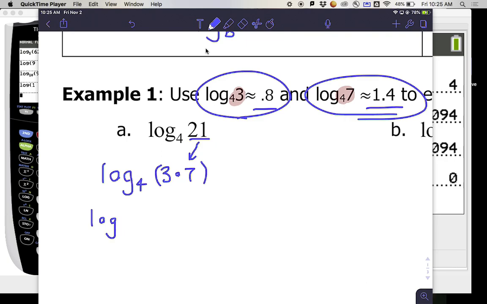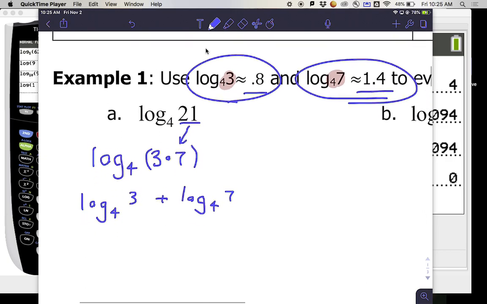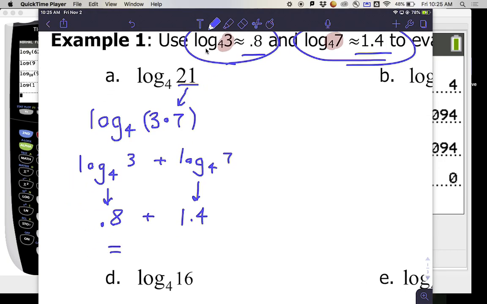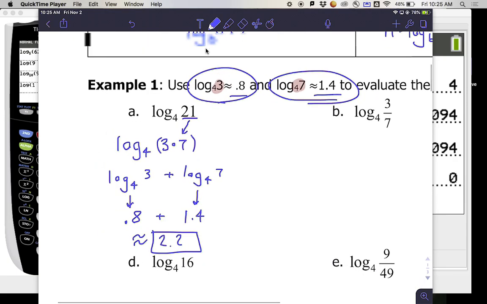So with that case, we can split it up using our properties, and we say this is log base 4 of 3 plus log base 4 of 7. And then since we have those decimals up there, we can replace both of these decimals here. I can replace this first one with 0.8, and then I can replace this second one with 1.4. And then we can evaluate and simplify that. So when we add up these logs, you get 0.8 plus 1.4, which adds up to 2.2 in this case. And that's an approximate answer. That's not actually an equal sign right there. It should be approximately 2.2.